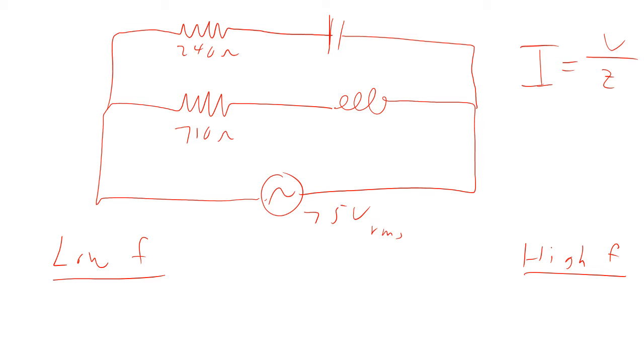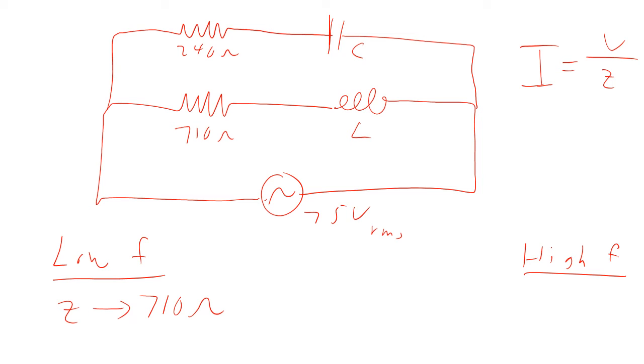So at low frequency, the inductor acts like a wire and the capacitor acts like a break in the circuit. So that means nothing flows through the top path up here. Everything flows through the middle wire there. And so that means that the only thing that the current sees is the 710 ohm resistor. So the impedance goes to 710 ohms.